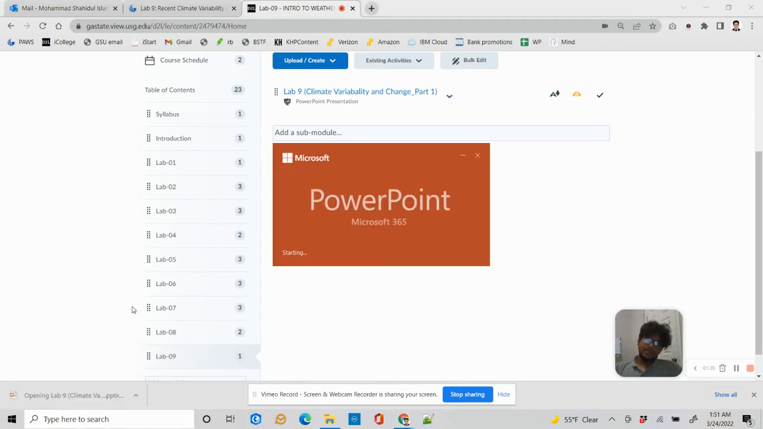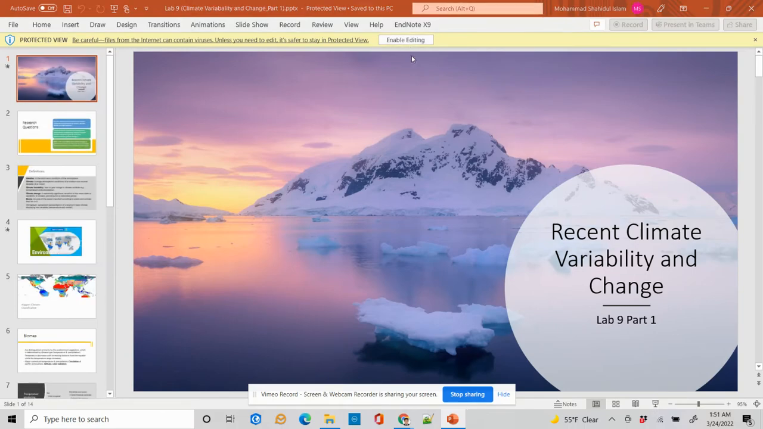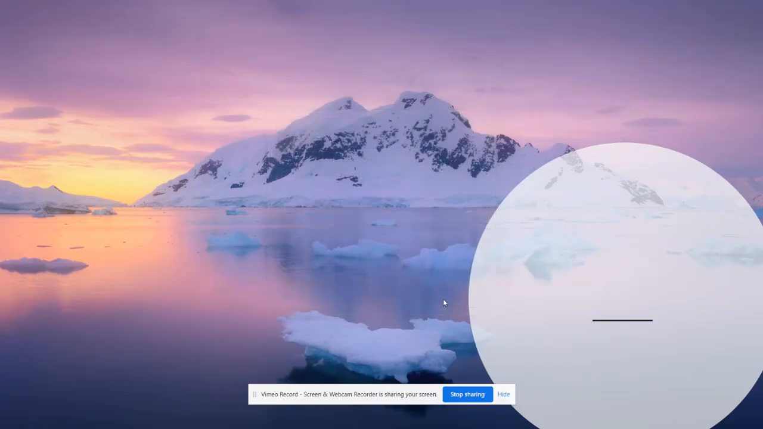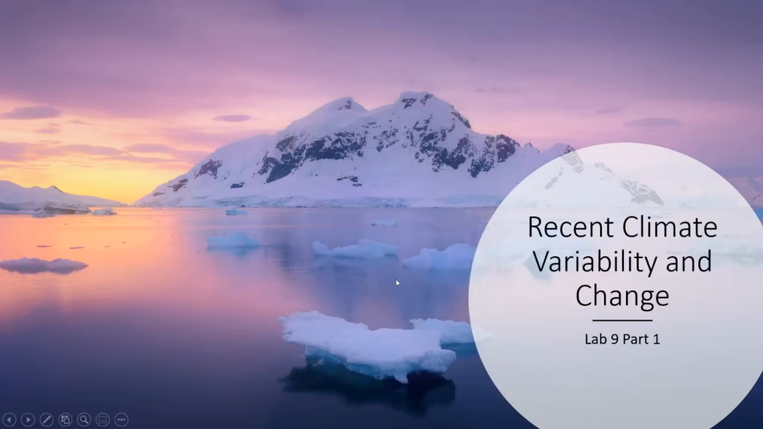So for the Lab 9 presentation, okay, I believe you can see the screen now. Let me turn on my laser pointer. This is recent climate variability and change. This is Lab 9 part 1. So part 2 will be Lab 10. Just keep it that way. Part 1 is Lab 9 and part 2 will be Lab 10. So this week and the next week you will be working on the same concept. You will be working half this week and the other half next week.